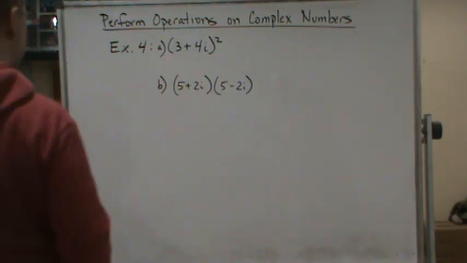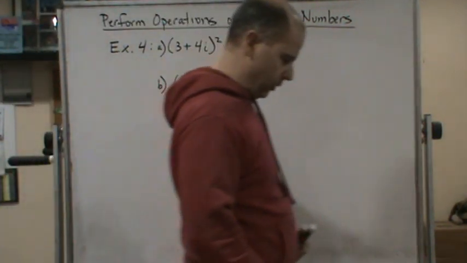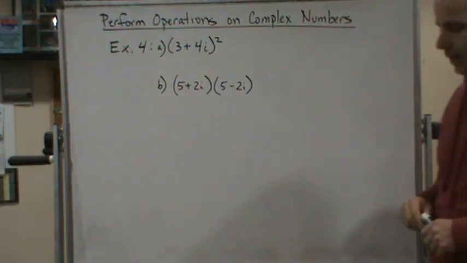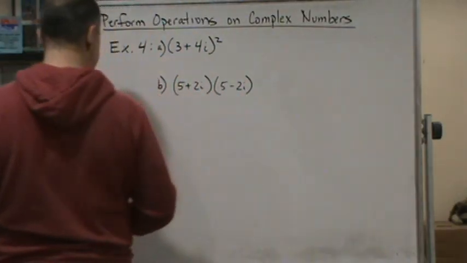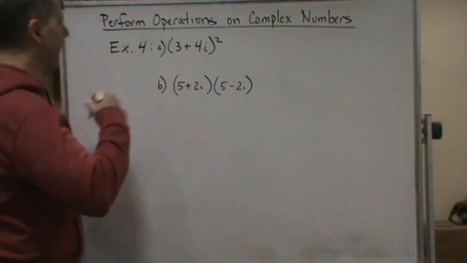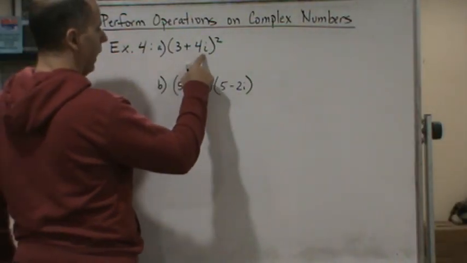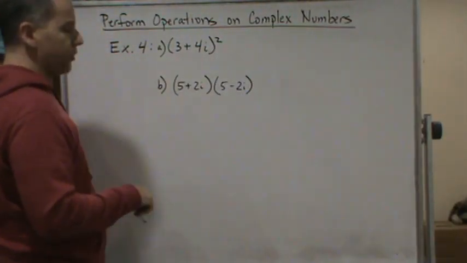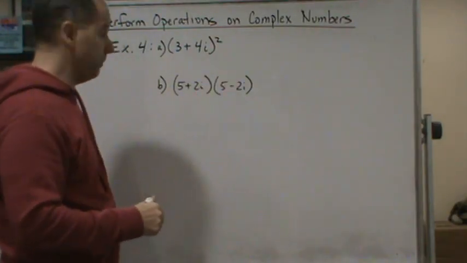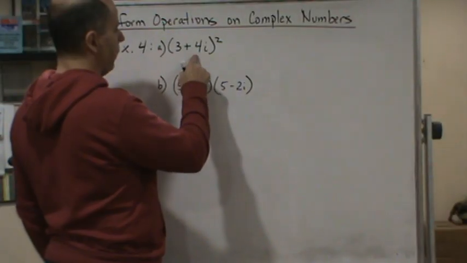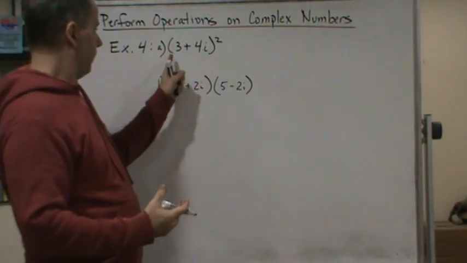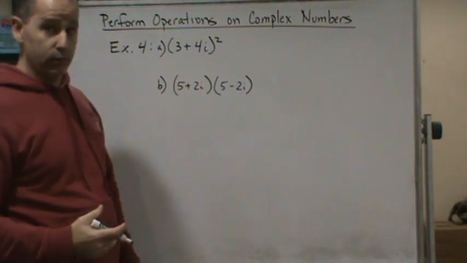All right, let's look at some special forms here. So this is going to be a couple examples of multiplication, but we've dealt with these before when we dealt with trinomials and binomials. So here for part A, we have (3 + 4i) squared. Now we could just write it out FOIL method like we did before, or distribution.